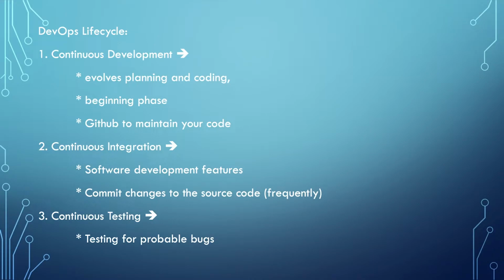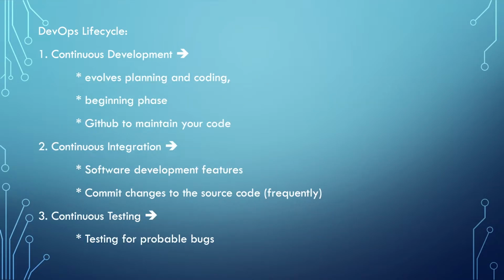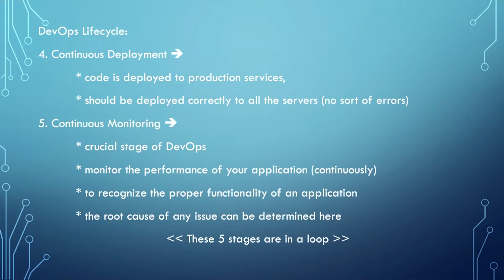Continuous testing is when you test for bugs. It doesn't matter what level you are on, you always need to test for bugs, so it is important to do that. Then we have deployment, after continuous development, integration, and testing. This is when you deploy everything to the production servers. Code should be deployed correctly to all of the servers, with no errors, whatever servers you have.